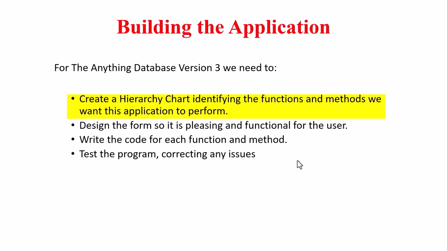So for the Anything Database version 3, we need to create a hierarchy chart identifying the functions and methods we want in this application to perform. Design the form so it's pleasing and functional to the user. Write the code for each function and method. Test the program, correcting any issues. Once again, a good plan, and it's going to make our testing so much easier in the long run.